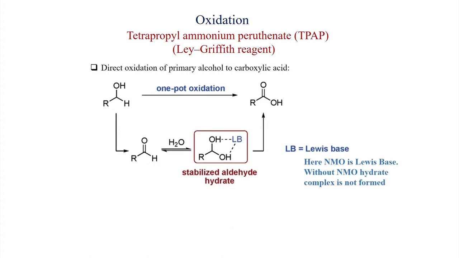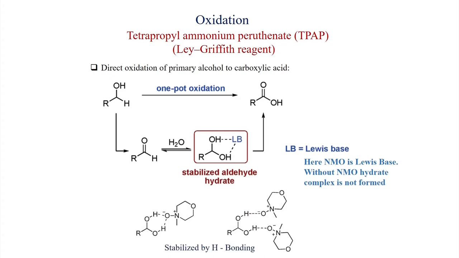Also direct oxidation of primary alcohol to carboxylic acid is possible. First the alcohol is getting oxidized to the aldehyde, and then water attacks the aldehyde, giving the aldehyde hydrate, and this stabilization happens with a Lewis base, that is the NMO. So NMO acting as a Lewis base is stabilizing the aldehyde hydrate, and the aldehyde hydrate ultimately goes to carboxylic acid. And here you can see one molecule of N-methylmorpholine N-oxide binding to the aldehyde hydrate, here two hydrogens are bonded with one O minus, and here two NMO groups are there, so each one is binding with one OH group. So this hydrogen bonding is very important to stabilize the aldehyde hydrate, which ultimately goes to carboxylic acid.